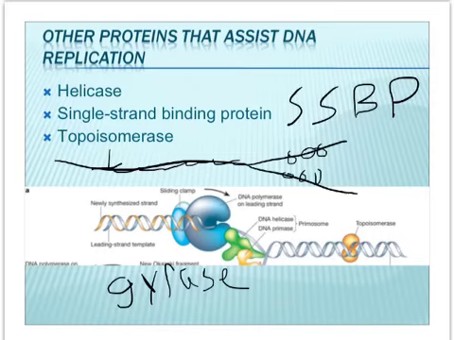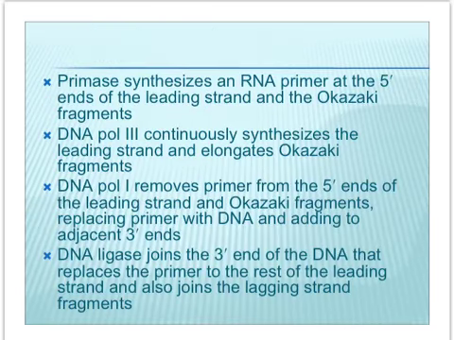Other ones, we talked about this already, but just as a summary, primase, its job is to lay down primer to get the DNA replication started. What it does is it allows for a 3' OH group that allows DNA polymerase 3 to start laying down its bases, because DNA polymerase cannot do it only on that 3' end. So it's really important to get it started.